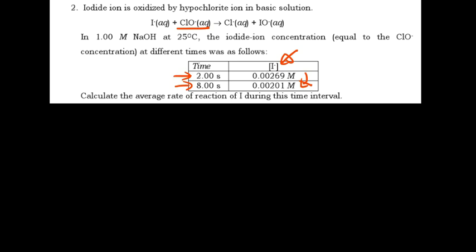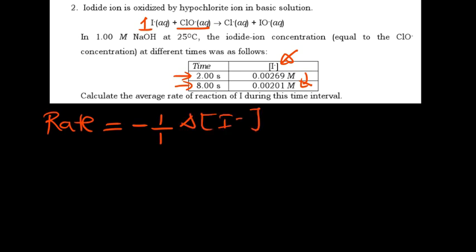So if we look at iodide ion in that equation, it has a stoichiometric coefficient of 1. So in terms of the rate, which is the average rate, of course, because we are looking at a range of time, that's going to be -1/1 times the change in the iodide concentration divided by the change in time, just as we did in the question before. So therefore we have -1.